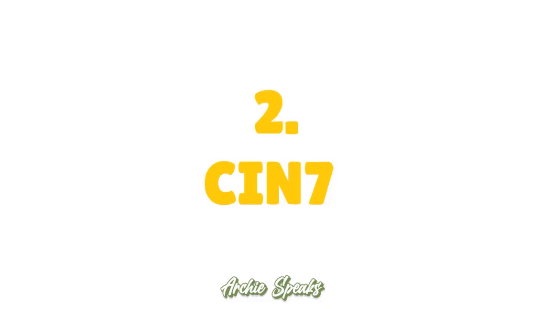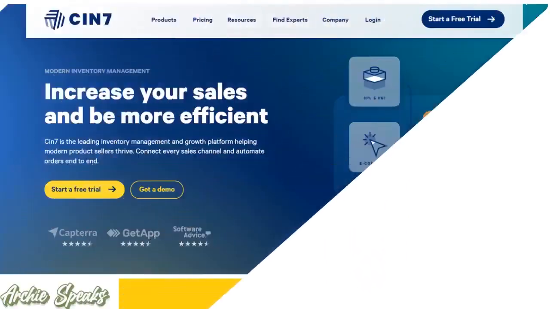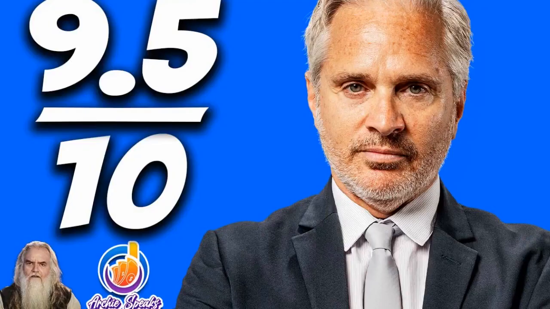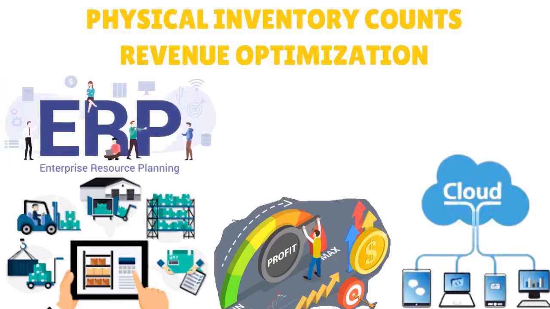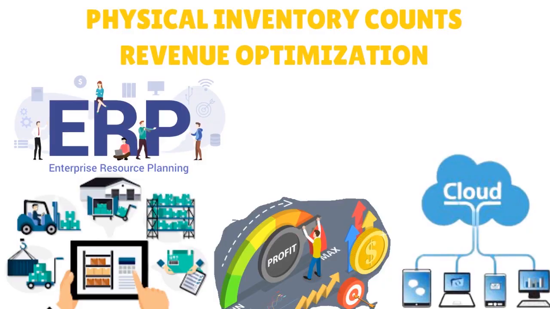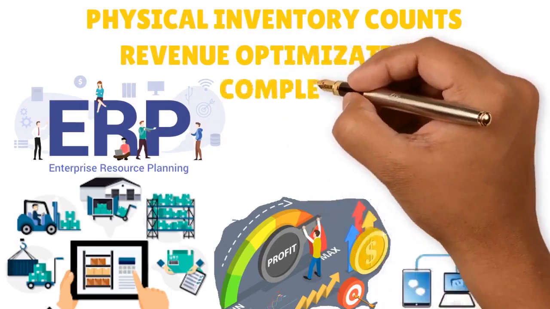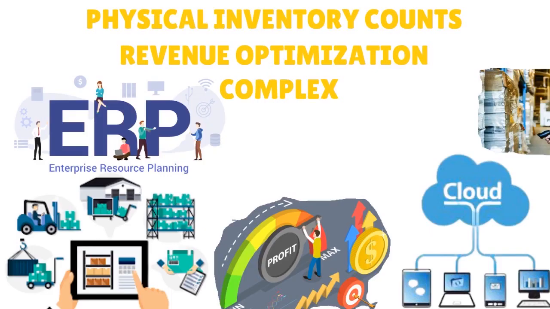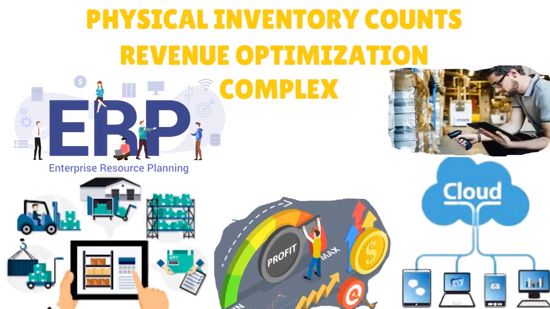Number 2, we have Scene 7. Our score, 9.5 over 10. When you think about Scene 7, I want you to think about a tool that is great for ERP. This is our best ERP solution. ERP stands for Enterprise Resource Planning. So if your inventory needs are larger, more complex, more convoluted, and you are trying to track inventory across multiple warehouses, multiple locations, multiple work streams, you will love Scene 7.